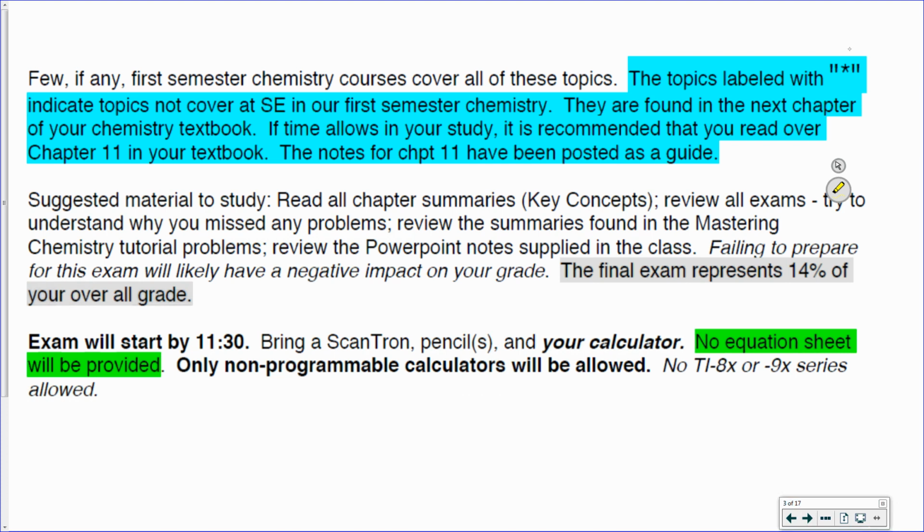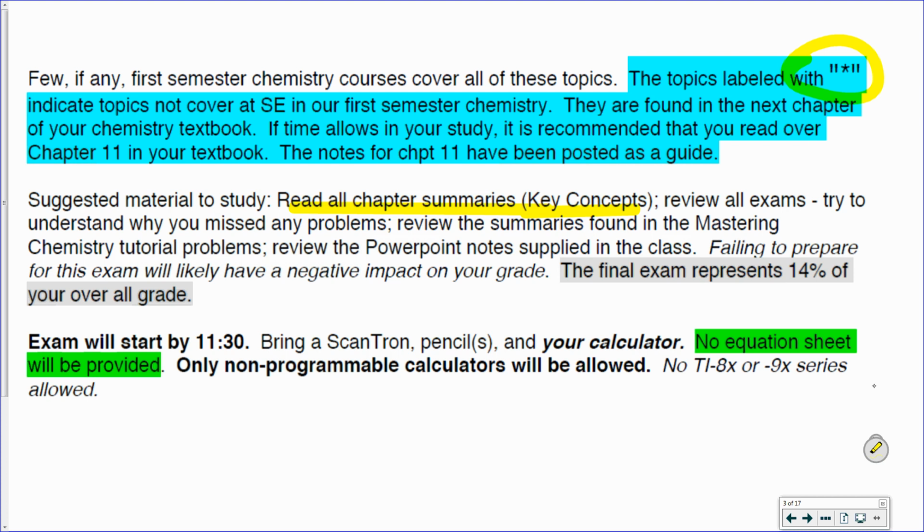Again, the one thing that was labeled with a star is something we didn't cover, and that was intermolecular forces, which is chapter 11 and 12 in our textbook. Look ahead if you want to look over that material. The thing that I would tell you to do is read chapter summaries. Don't worry about trying to read the entire chapter, but look at key concepts that are there.